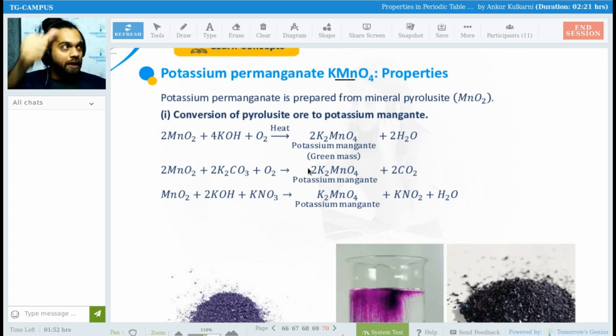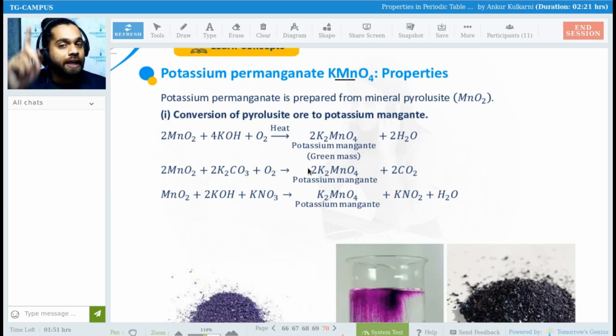K₂Cr₂O₇, how did we prepare it? We took the ore, that is chromite ore. From the chromite ore, we got sodium chromate. From the sodium chromate, we got sodium dichromate. From sodium dichromate, we got potassium dichromate. That is how we prepared potassium dichromate.